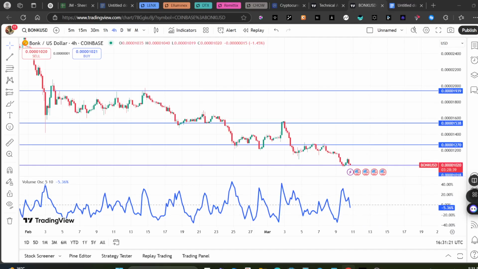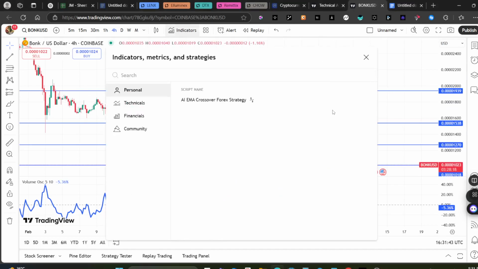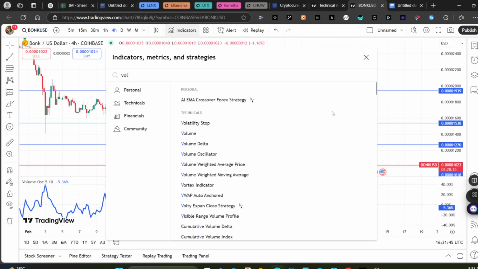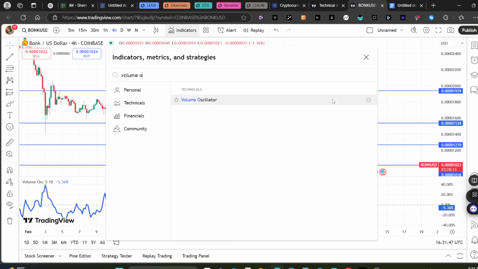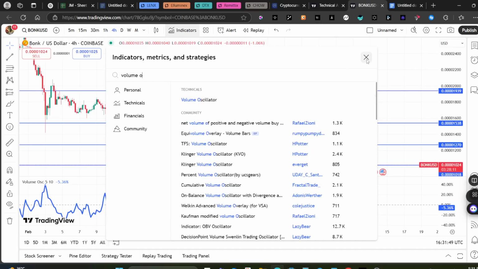Now, setting up the volume oscillator on your chart is pretty simple. Let's just go through it step by step. First of all, you have to open your trading platform. Obviously, you're not going to just add the indicator to your wallpaper. Once you have opened your trading platform, you just go to the indicator section, and you search for the volume oscillator, and you apply it to your chart.